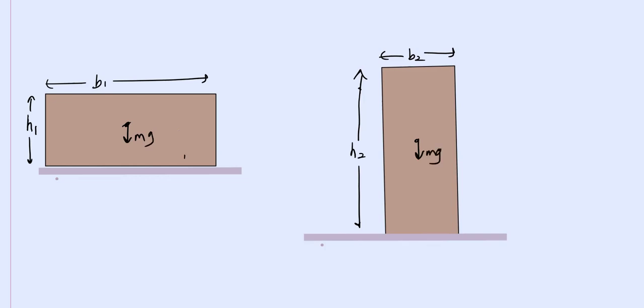Here mg will act. Then let me apply force F. I'll calculate the particular minimum value of force F which is needed to topple the block.